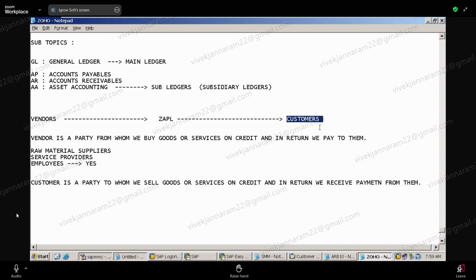Then who are his customers? Those who are consuming tea, they are his customers. Some are buying on credit also. Some are regular. So now, if you take our iGrow institution, our institute, who are the vendors of iGrow?